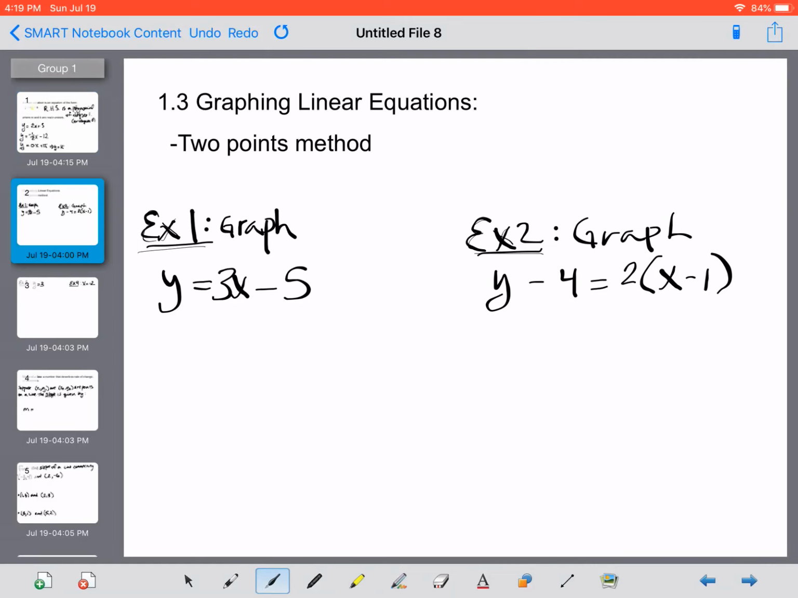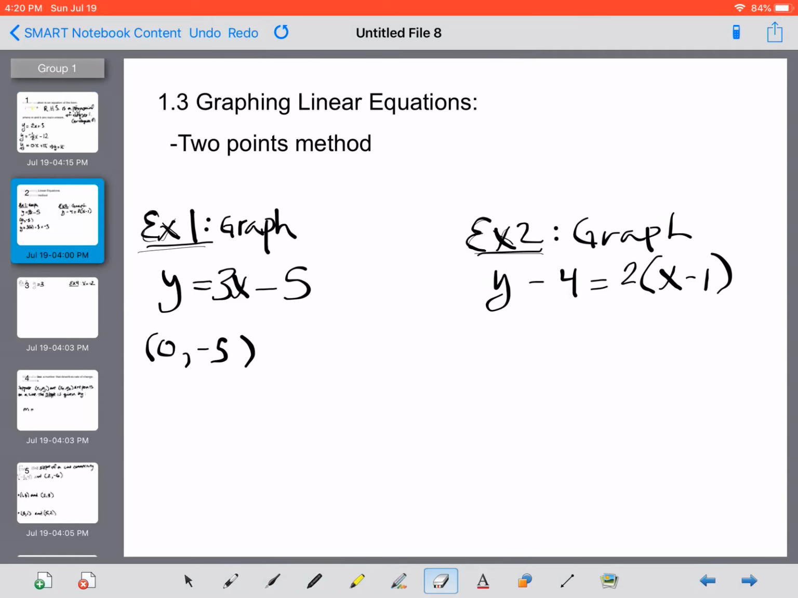Now, we talked about ways of finding points on a line in the last video. Let's say we wanted to find a point that has the form 0 comma something. This would be the y-intercept. All we have to do here is plug in x equals 0 and solve for y. So y is equal to 3 times 0 minus 5, which is just 0 minus 5, which is negative 5. So this would be the point 0, negative 5.